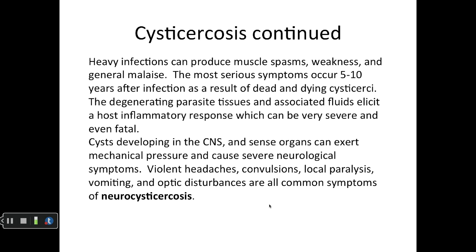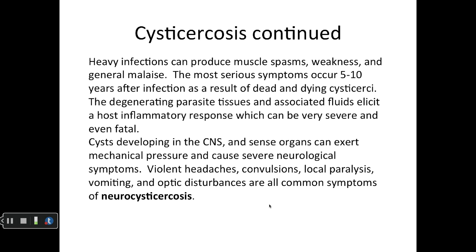The most serious symptoms, however, occur up to a decade or more after the infection has been acquired, because over time, some of these cysticerci die, and the patient has built up a strong immunological response, especially a type 1 hypersensitivity response with IgE, and that reaction can be very severe and even fatal.